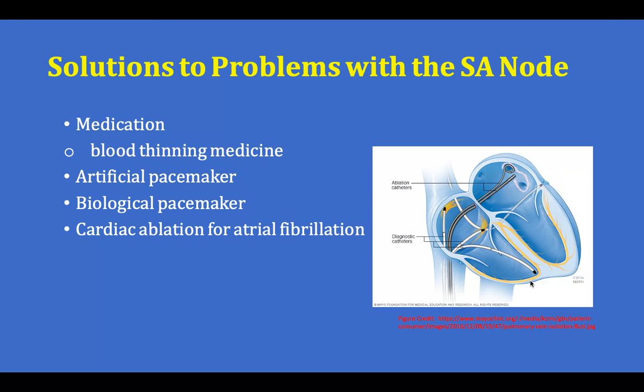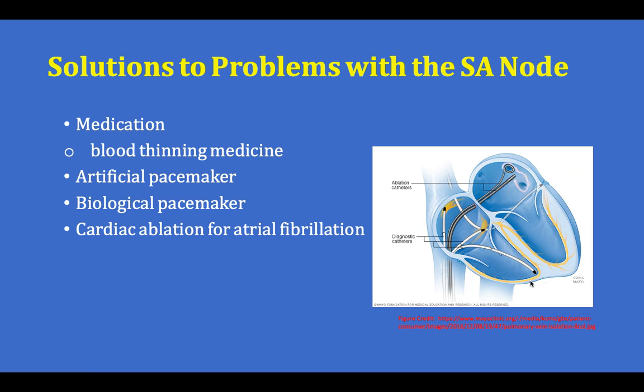Solutions for problems with the SA node include medication, pacemakers, and ablations. Usually a doctor would begin with medications. They may try things like blood thinners. Medications like Coumadin, Jantoven, and Pradaxa may be used. They may try an artificial pacemaker, which is a battery-operated small pack that is sewn under the collarbone. It's a minor surgery done within about a day.